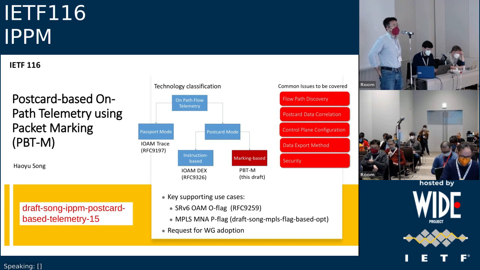Also, it's much more challenging than IOAM DEX to correlate the postcards collected from every node on the path. For example, we must tell which postcards belong to the same packet and in exactly what order they were collected. So it's very important to correlate them. We need to find solutions for this, and also for how to configure the control plane to tell the nodes what data we want to collect and how we will export the result to the collectors.